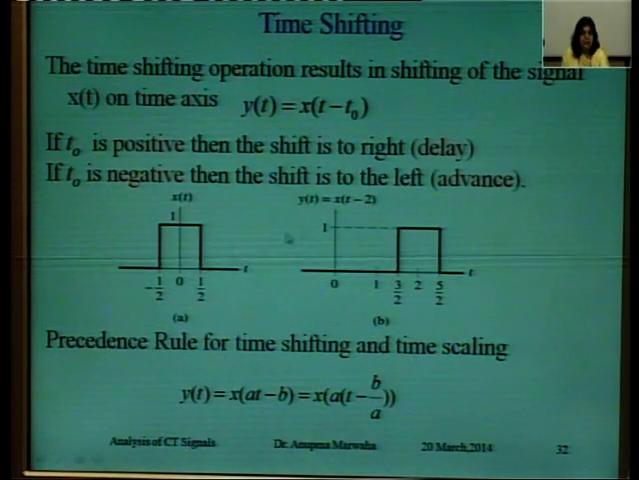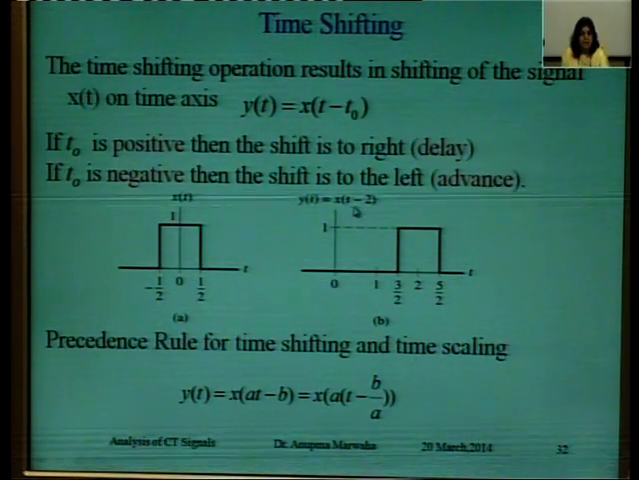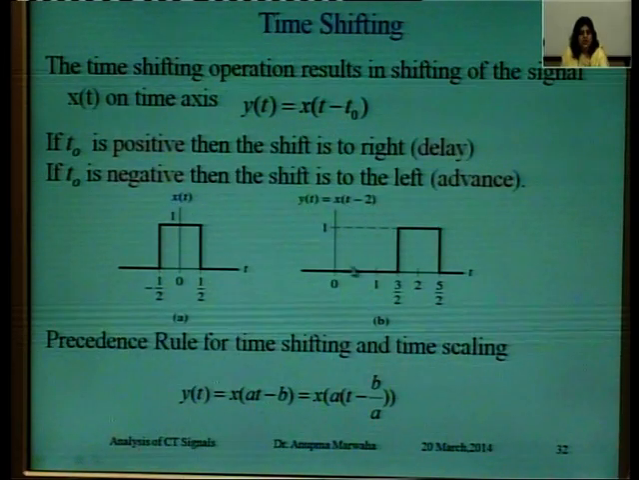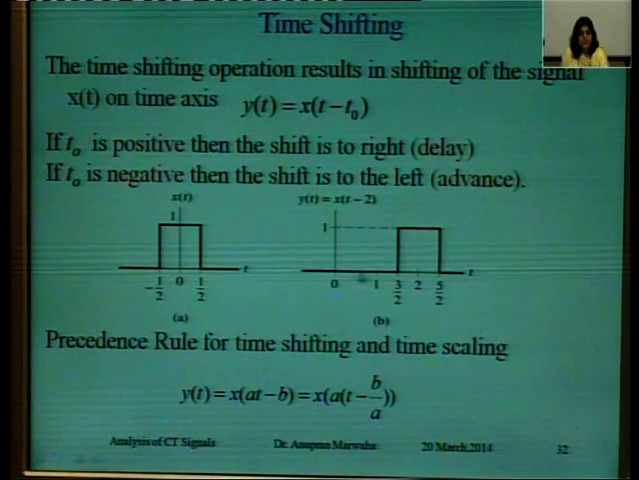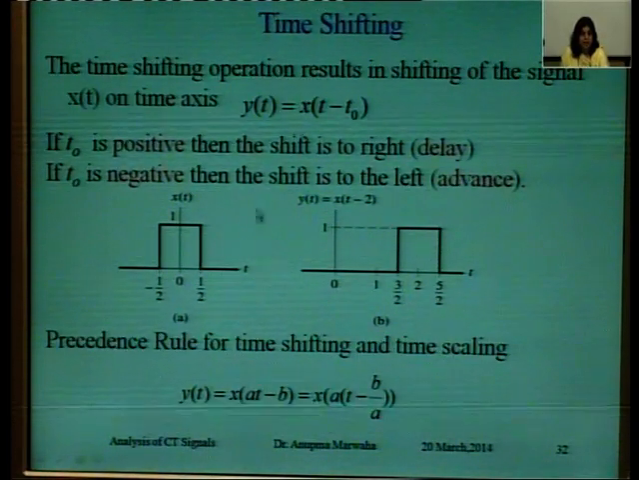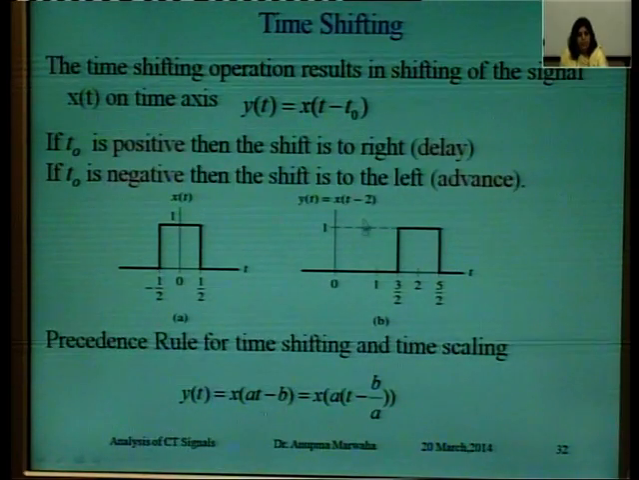For example, here we have signal x(t). If we give the value of t0 as 2, then we have x(t - 2). It can be seen that the signal has been shifted towards the right and the signal is said to be delayed.